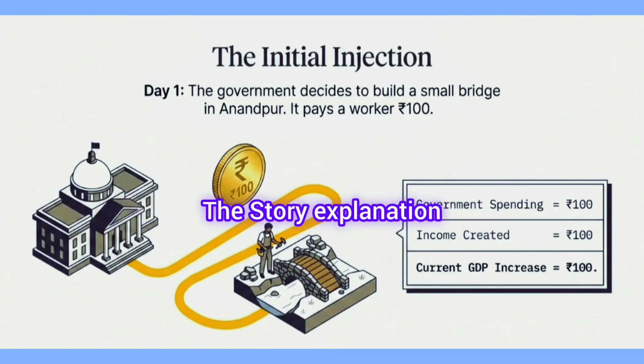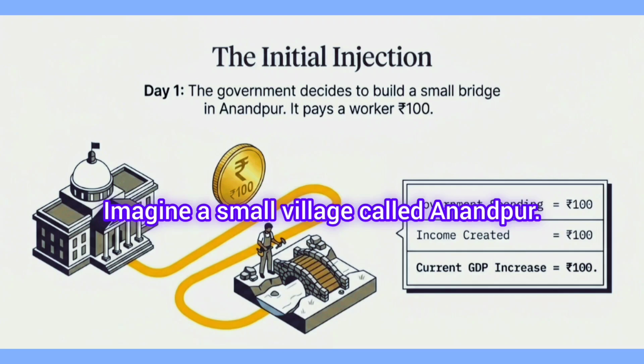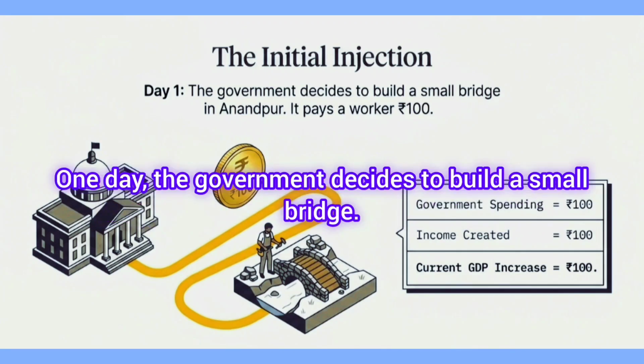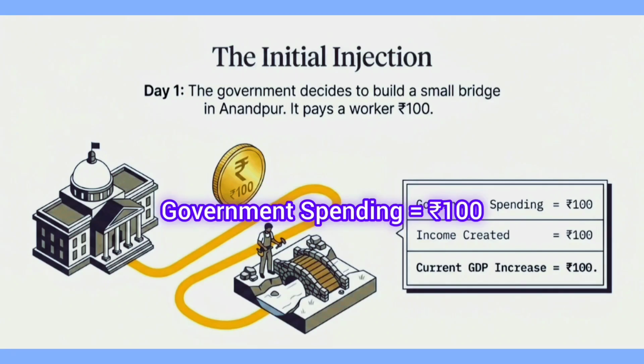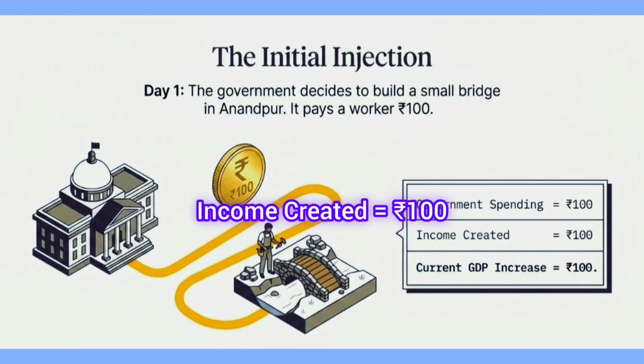The story explanation. Imagine a small village called Anandpur. One day, the government decides to build a small bridge. It pays a worker 100 rupees. At this moment, government spending is equal to 100 rupees. Income created is equal to 100 rupees. GDP increases by 100 rupees. The story should end here.